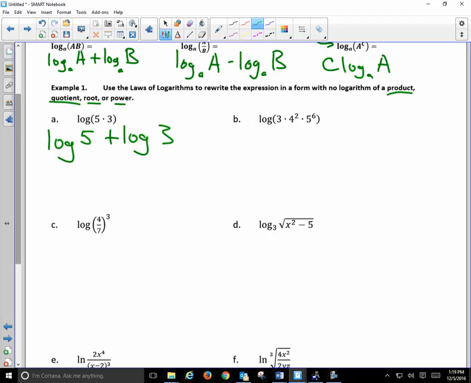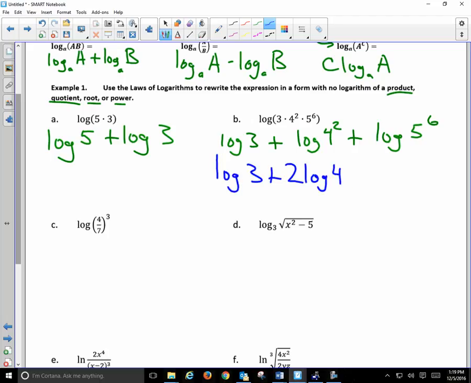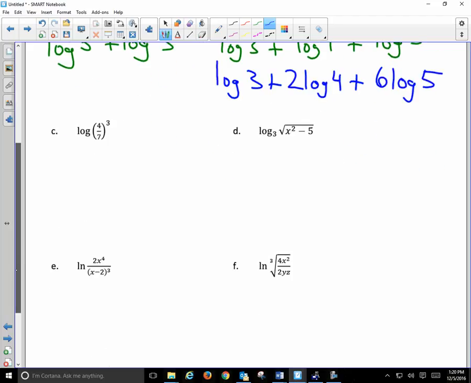So I'm going to rewrite this as log of 3 plus log of 4 squared plus log of 5 to the 6th. Now what can I do with those exponents? Log of 3 plus 2 log of 4 plus 6 log of 5. So you just move those exponents out front. There you have it. Try letter C on your own. See what happens.